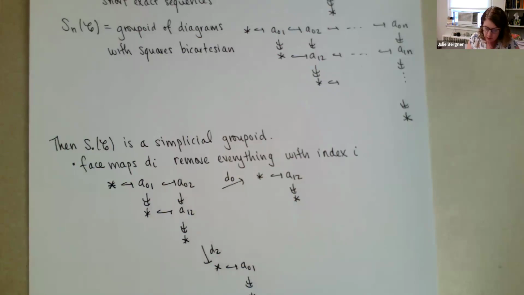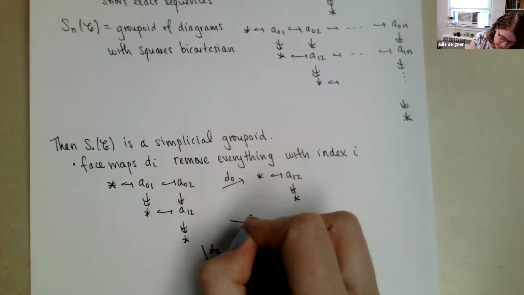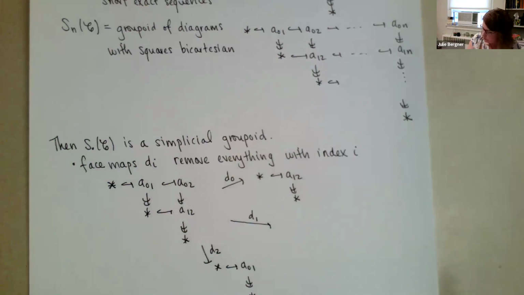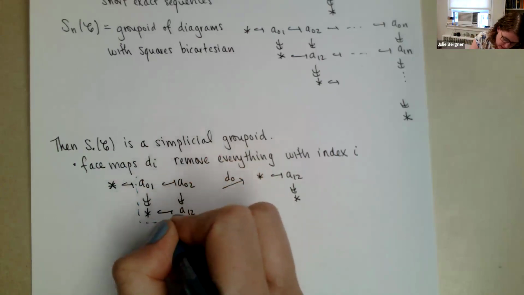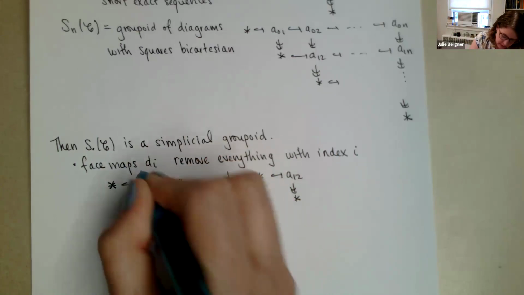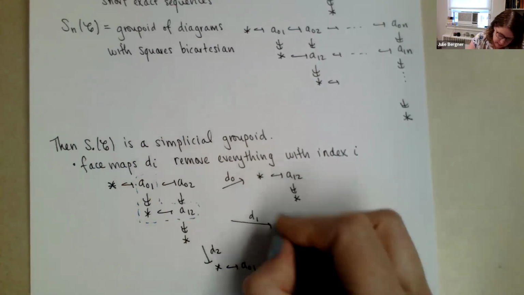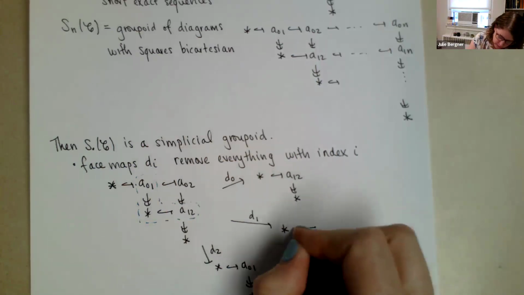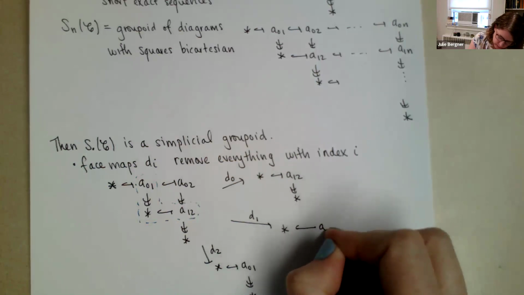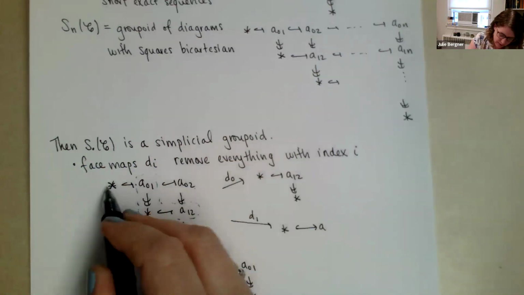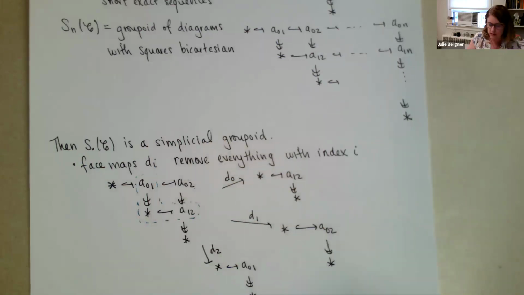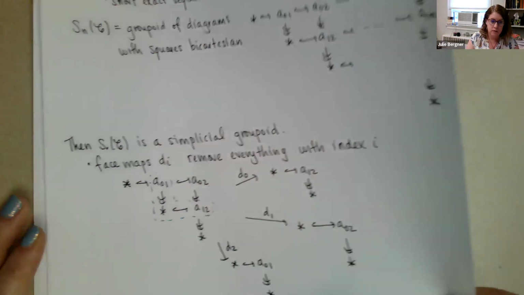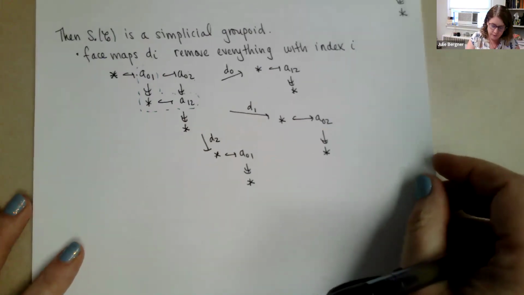Okay, and then the trickier one is D1, and that's where I say remove everything with index I. This is where it's helpful to remember that this is A11, and you say, okay, I'm just gonna cut out this whole little piece here and then take composites as necessary. And so I'm just gonna be left with this composite map from the zero object to A02, and then this composite back down to the zero object. So that's how the face maps work.